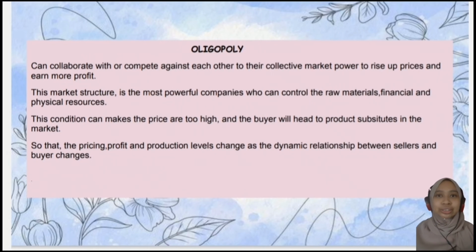The oligopoly is also a market structure that is relevant in this era of digitalization because firms can collaborate or compete against each other, using their collective market power to raise prices and earn more profit. In this market structure, a few small powerful companies can control the raw materials, financial and physical resources. This makes the price too high and the buyer will turn to product substitutes in the market. So the pricing, profit and production level change as the dynamic relationship between sellers and buyers changes.